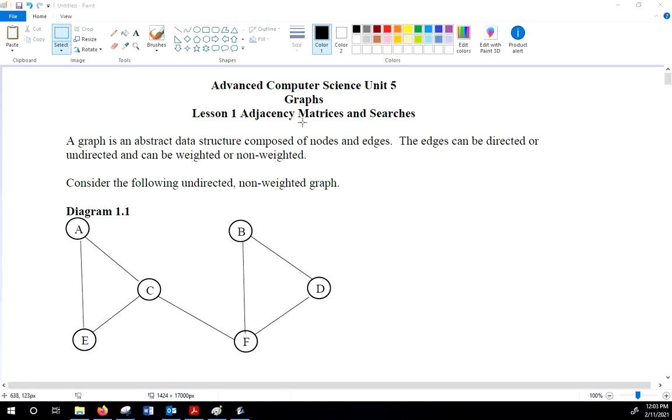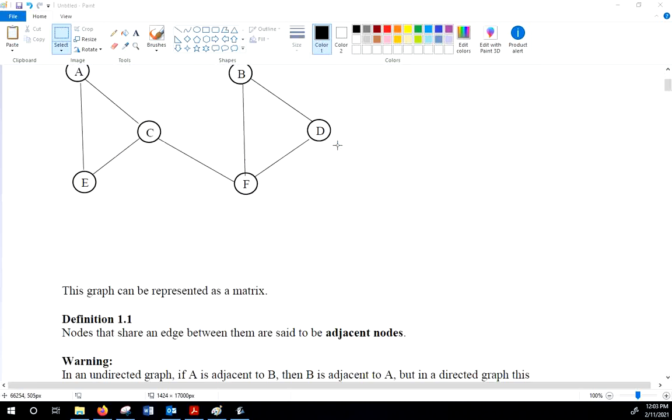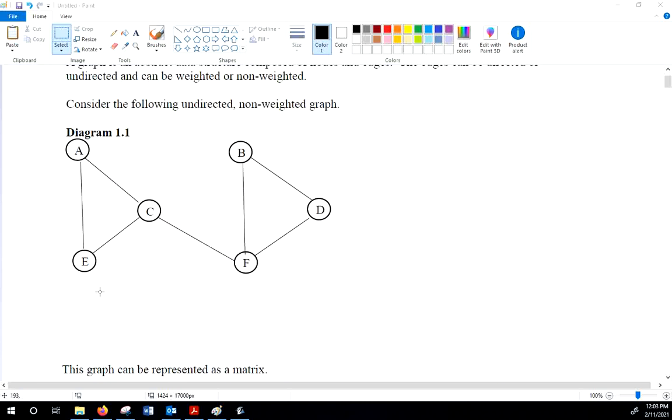We've been studying abstract data structures this whole course, composed of nodes and edges. The edges can be directed or undirected and can be weighted or non-weighted. So let's look at the following undirected, non-weighted graph. Weighted graphs will have weights on the edges corresponding to the cost of traveling upon those paths. The nodes themselves could also be weighted. So you can have weighted edges, weighted nodes, all sorts of things. The edges can also be directed, meaning that instead of having an edge like that, they have an arrow, which indicates only one direction of traversal.